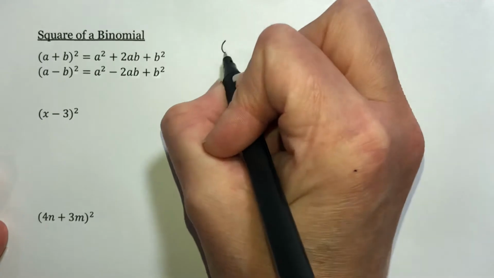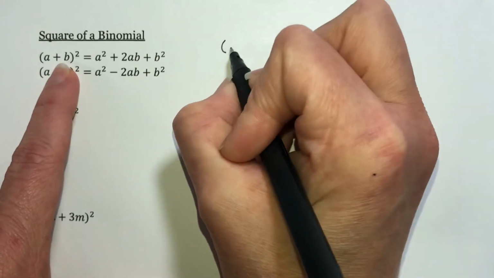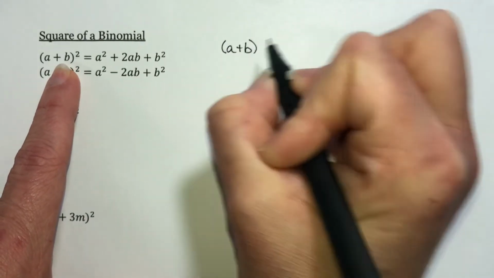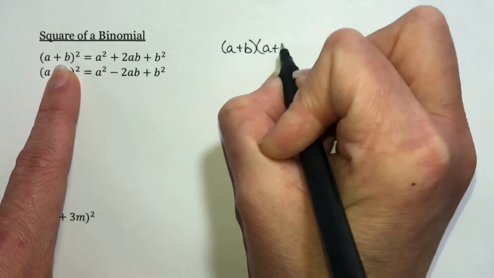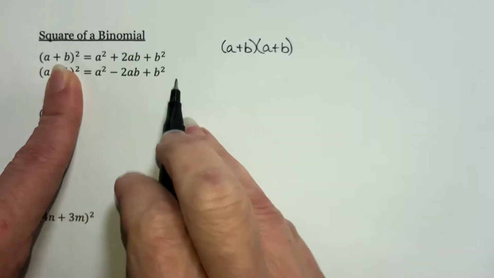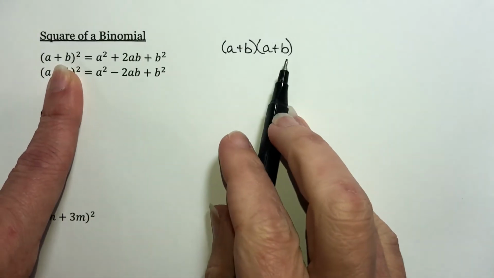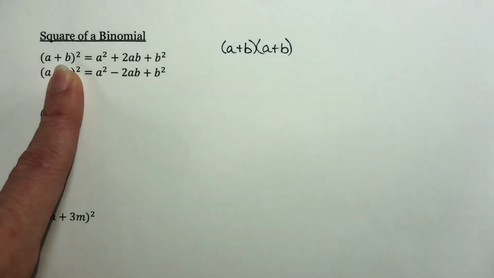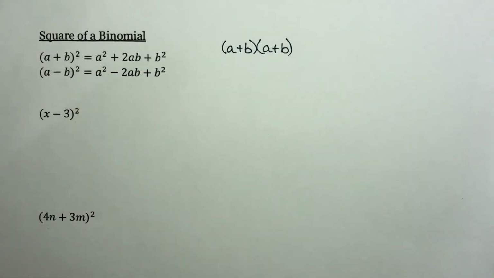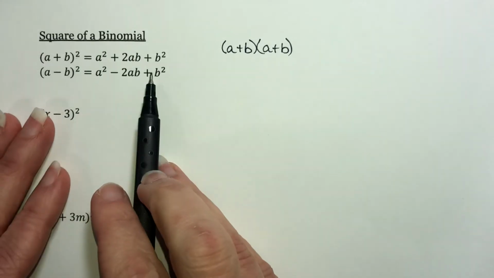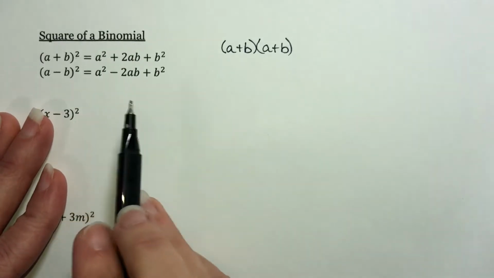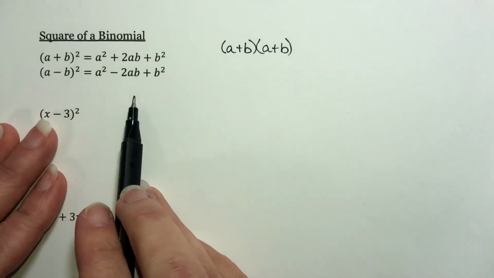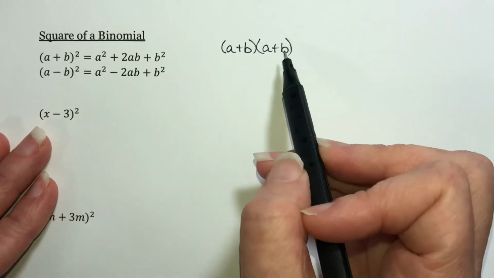Okay? Let me multiply this one out for you. (a + b) squared is the same thing as (a + b) times (a + b). Now you can work these problems by rewriting them this way and distributing. It works, but it's really not the easiest way, and I really want you to learn these formulas because they will help you out immensely in a future chapter, okay? But I'm just showing you what's happening here.